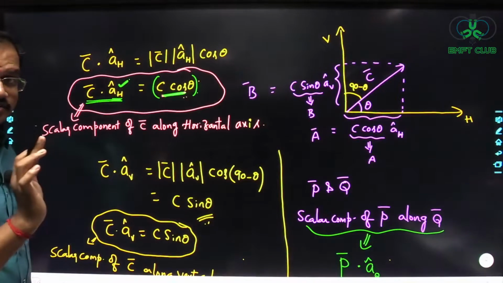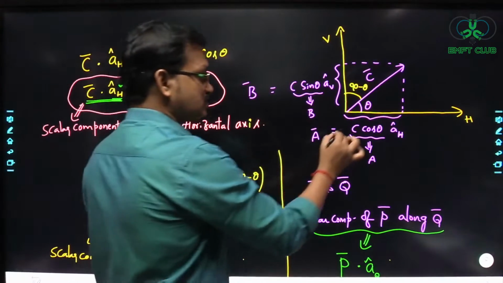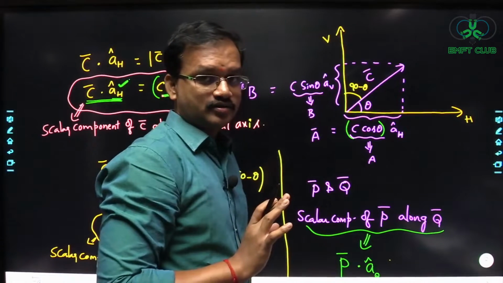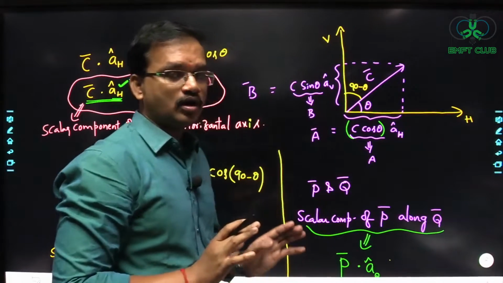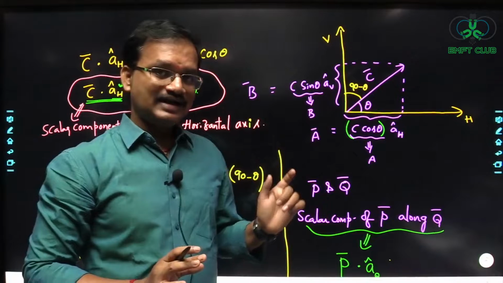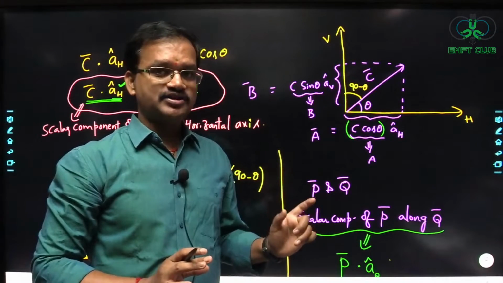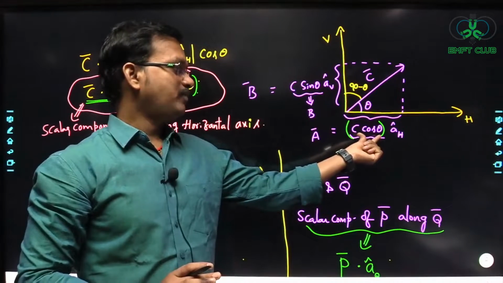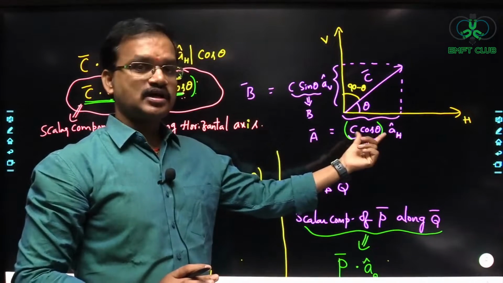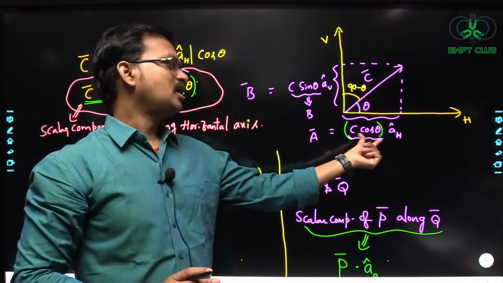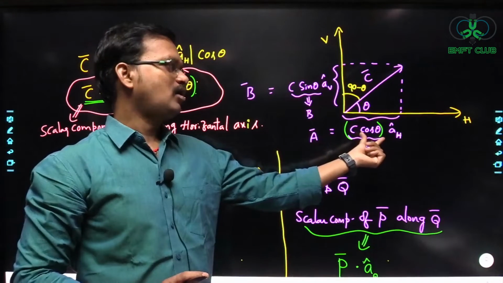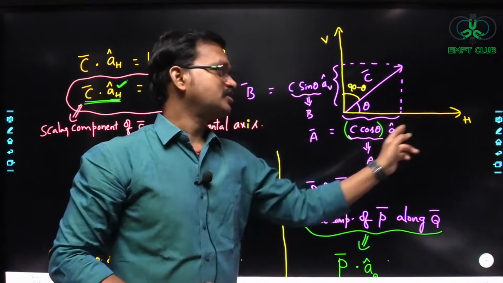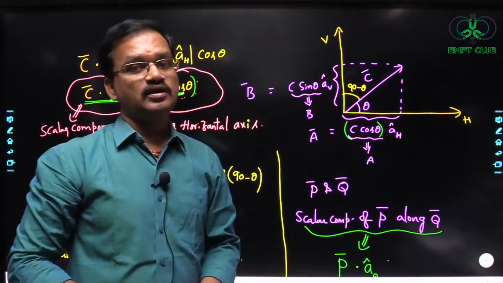Horizontal direction. Understood? So c cos theta is along which direction? It is along horizontal direction. Understood? I have already told you, whenever you want to represent the direction, you have to represent it with a unit vector. So here c cos theta is the magnitude of the vector. Or I can simply say this is the scalar component of c bar along horizontal direction. And this c cos theta is pointing along horizontal direction.